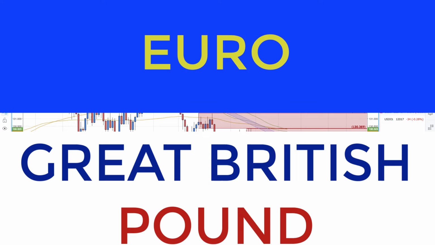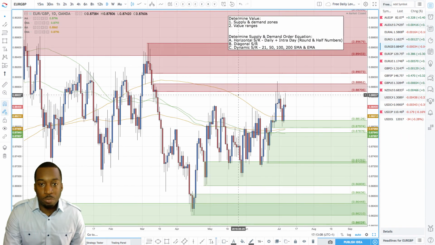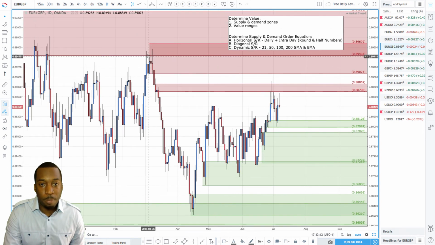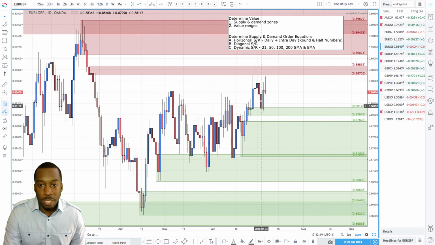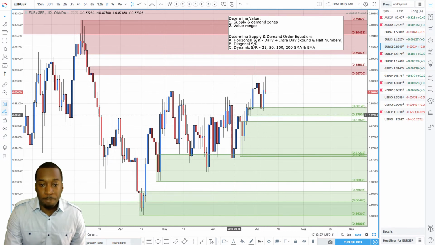So euro pound, move this up a bit. We've come up into this supply zone. This supply zone here reacted, and then reacted off of this demand zone here. So again, just going down into the lower time frames, like the 4 hour, the 1 hour, whatever time frame you do trade on, and look for your entries, right?